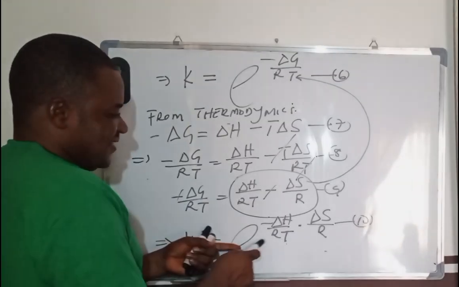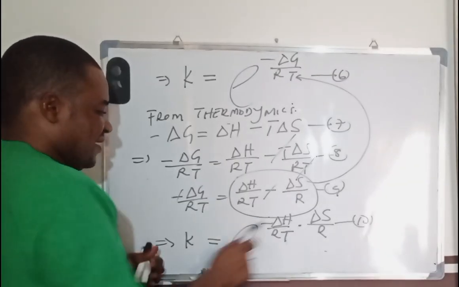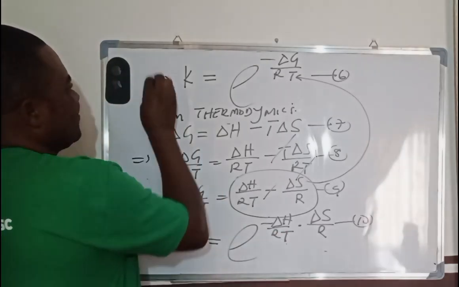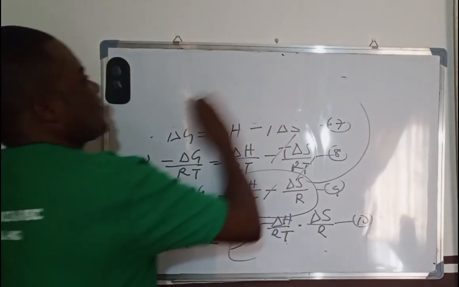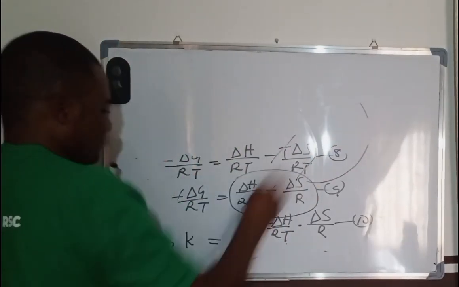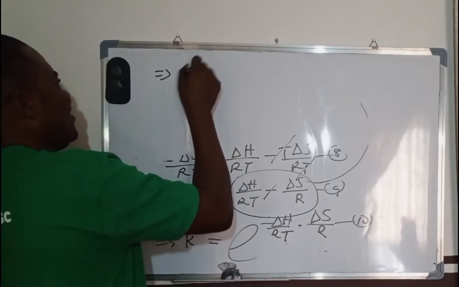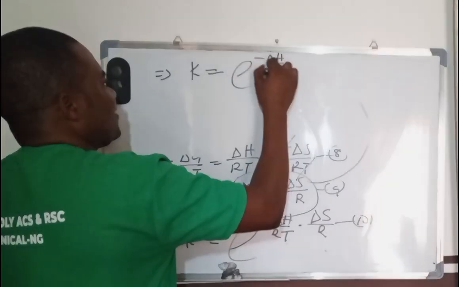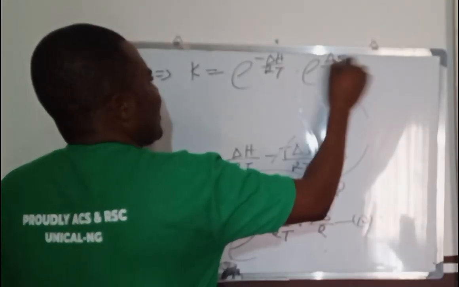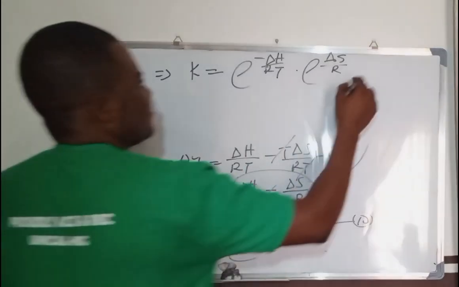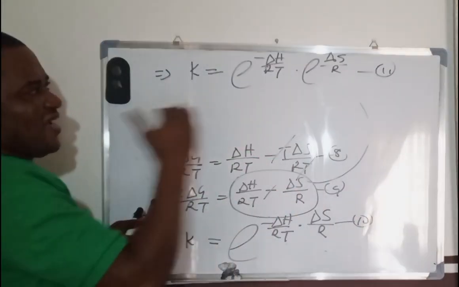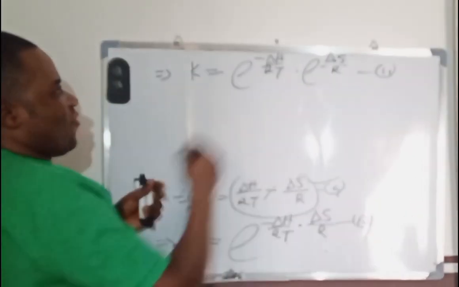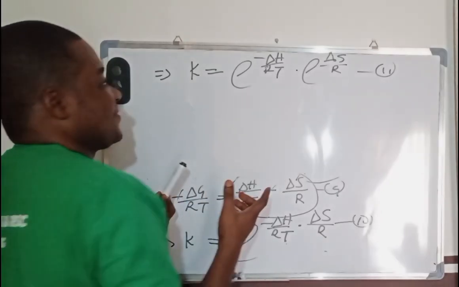Now at this point, we can simply remove this by equating both sides and making them independent. By doing that, we are going to have something of this nature. It means that we'll have k is equal to the exponent of minus delta H over RT, times the exponent of delta S over R. See, everything is just simply broken down. Now, at this point, we can simply do what?